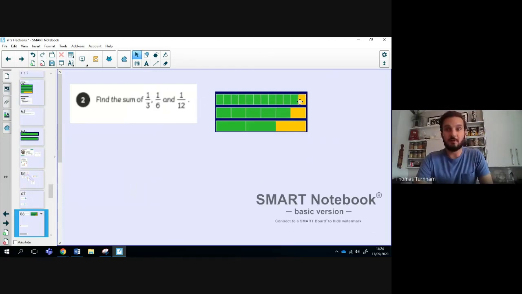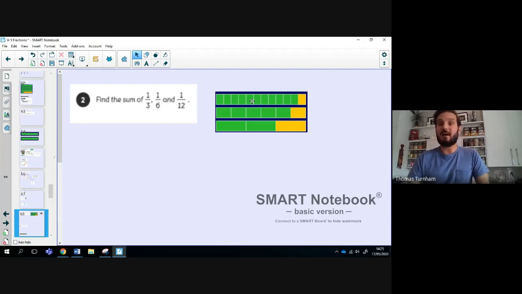So I know that 1/12, that's simple. How many 12ths is 1/6? Hopefully you can see, it's 2 12ths. What about 1/3? If I follow it up, I know 1, 2, 3, 4. 1/3 is 4 12ths. So now I've got 1/12, 2, 3, 4, 5, 6, 7. So my total is going to be 7 12ths.